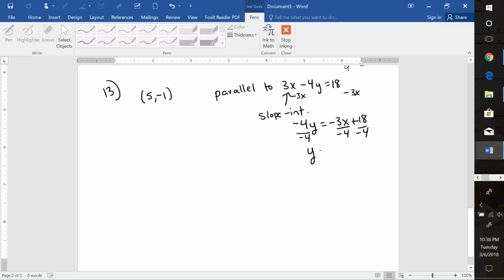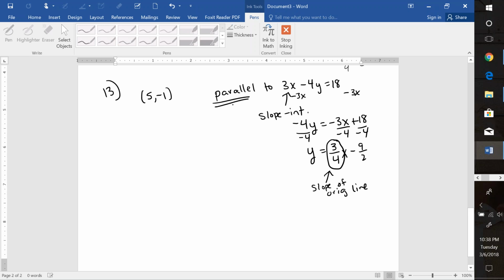Now, the only part about this, we don't even care about this 18 over 4. We care about the slope right there. That comes out as a positive 3/4 x, and if you want, you can go ahead and reduce that. But the part we care about is right here. So this is the slope of the original line.